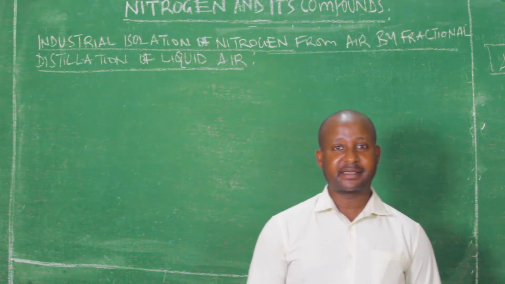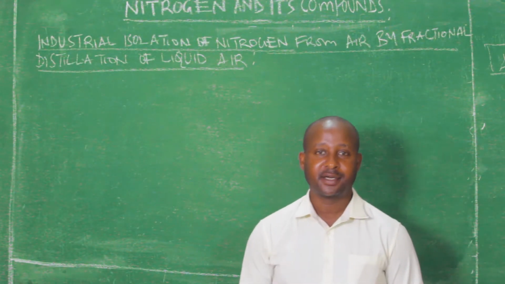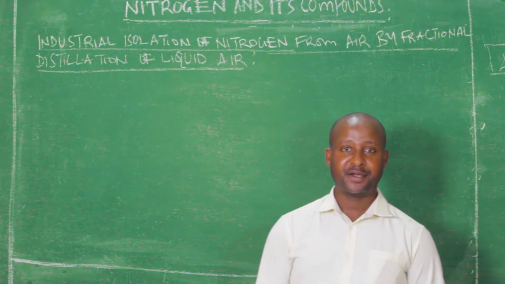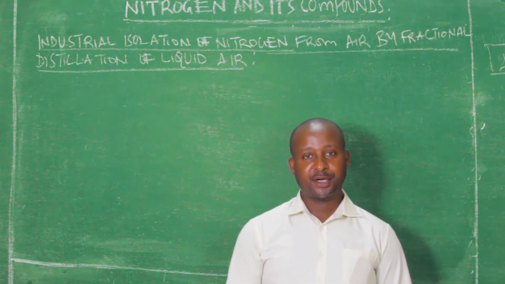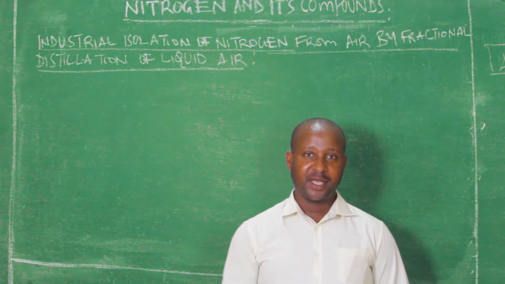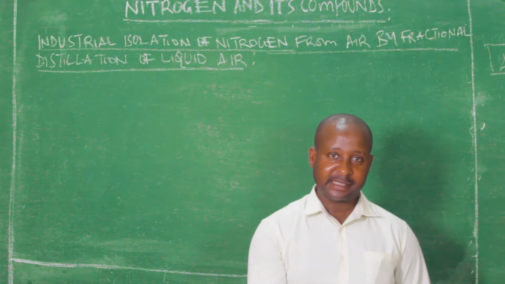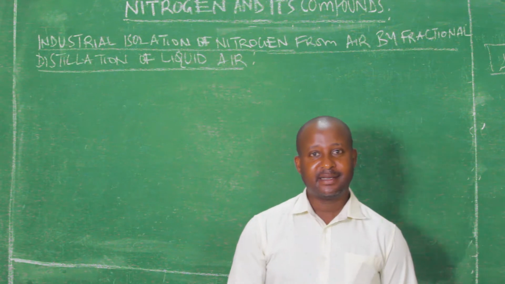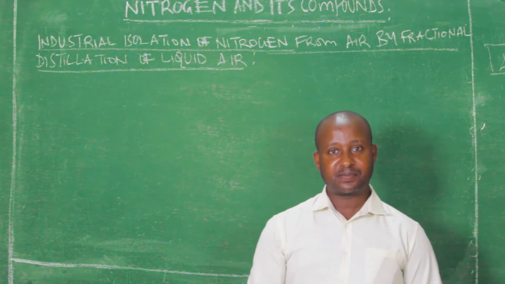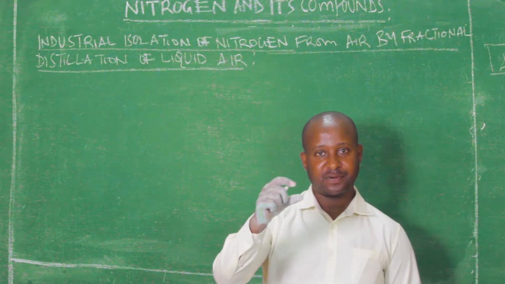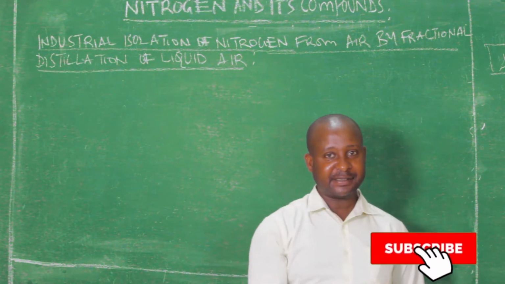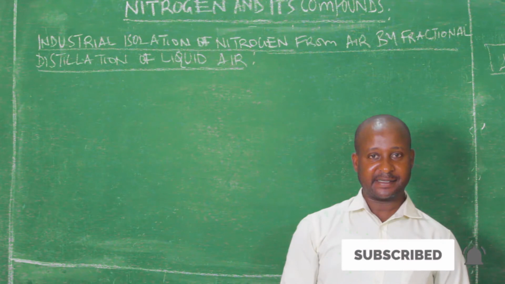Guys, let's look at the industrial isolation of nitrogen from air by fractional distillation of liquid air. Let's first look at the flow chart, which demonstrates this process in a simple way. First of all, air is a mixture of gases.